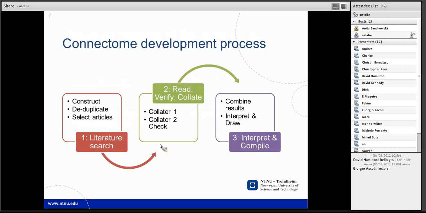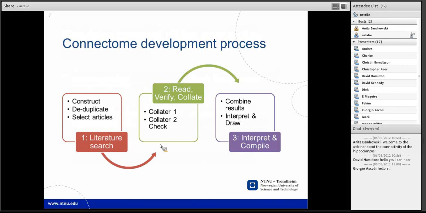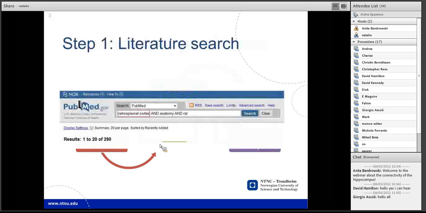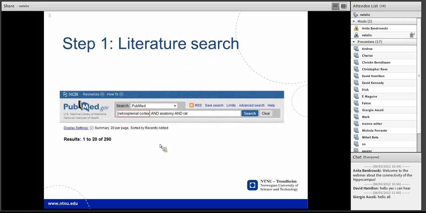Before presenting our connectome, I first want to walk you through the steps of how it was created. The process of making a connectome can be summarized into 3 steps. Step 1, searching for literature. Step 2, reading and verifying the literature and collating. Step 3, interpreting and compiling the connections. These steps will be explained in greater detail in the next slides. For the first step, the literature search, I will give an example of the connections of the retrosplenial cortex.